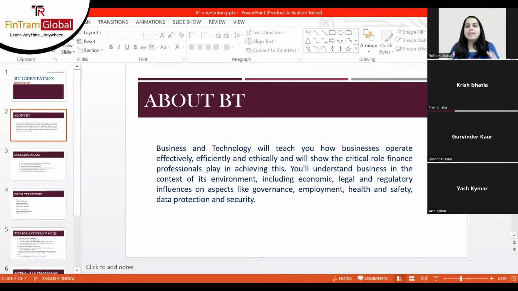You'll understand business in the context of the environment in which it is operating. The business is operating, but there are things around it, right? The external environment, and how it impacts, whether it's your legal, political, or social environment. All of that we will be studying in this subject. And of course, the various issues of governance, employment, health, safety, data protection and data security are covered in parts, not in too much detail, but in brief, so you would know everything here and there. So let's have a look at the syllabus area.